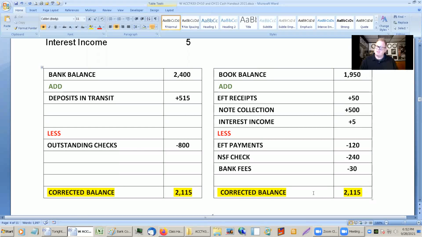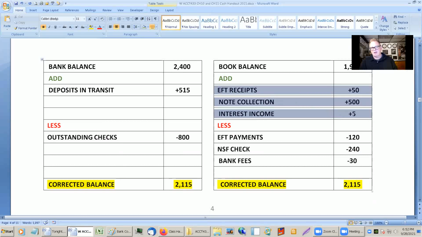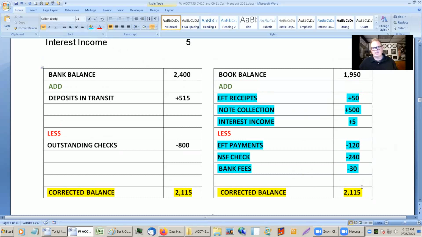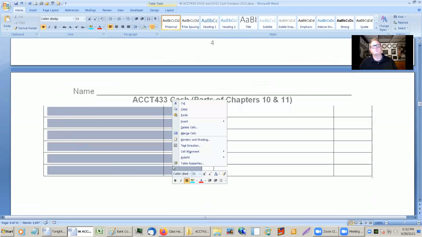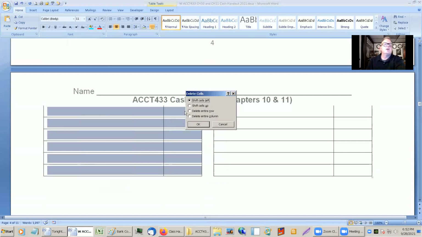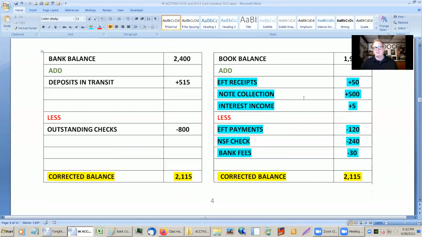Now, there is a very important part of this when we talk about this for auditing, and that is that these things to the book side, these have to be journal entries. They're not just going to magically appear in the account. So these are going to be journal entries. So for each one of these, you're going to have a journal entry.